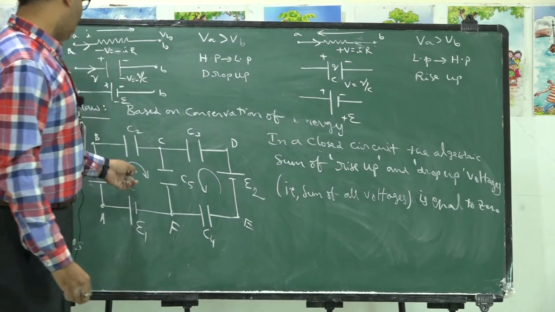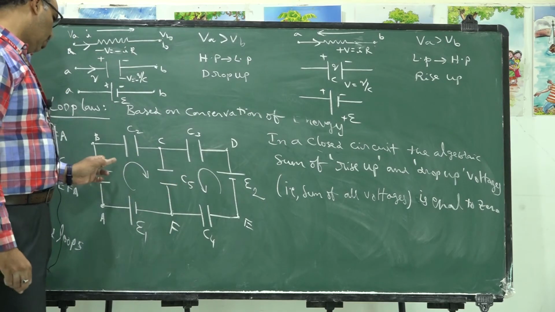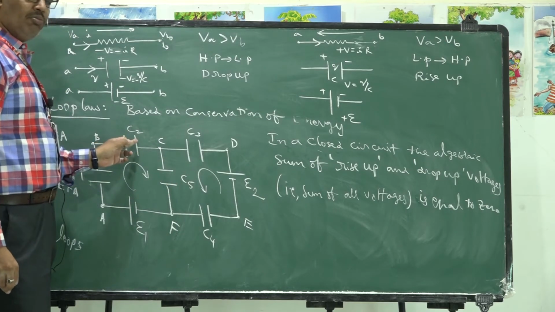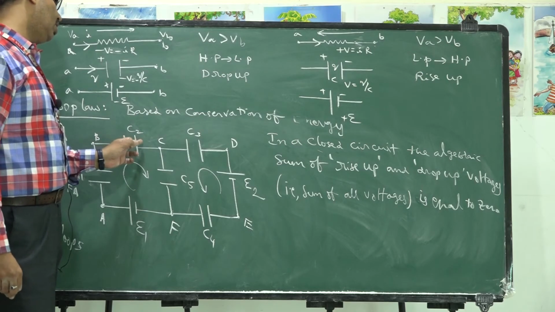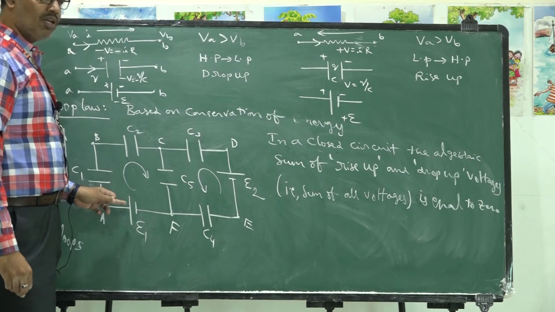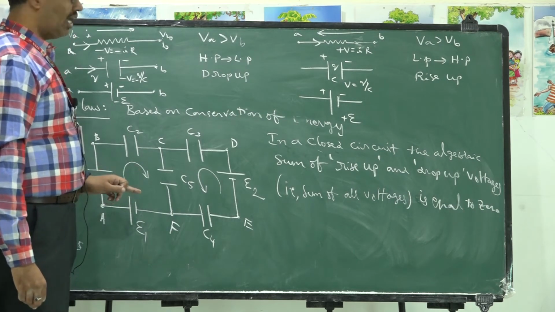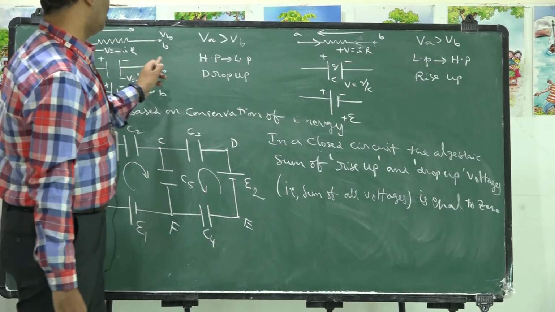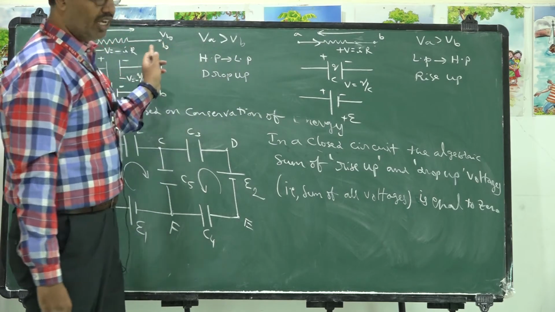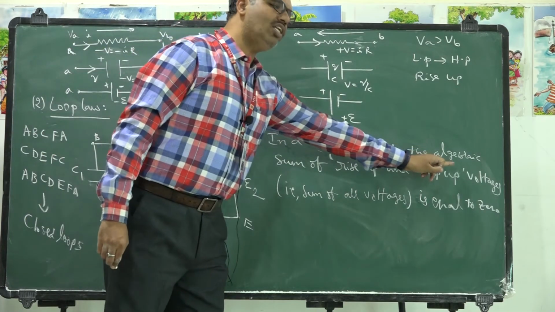So when you are moving either clockwise or anti-clockwise in a particular loop, you may be moving from positive plate to negative plate, then that is called drop up potential. If you are moving from negative terminal of the battery to positive terminal of the battery, then that is called rise up potential. So like that, the potentials are given some sign. Those sign conventions I discussed here. That's why I wrote algebraic sum.